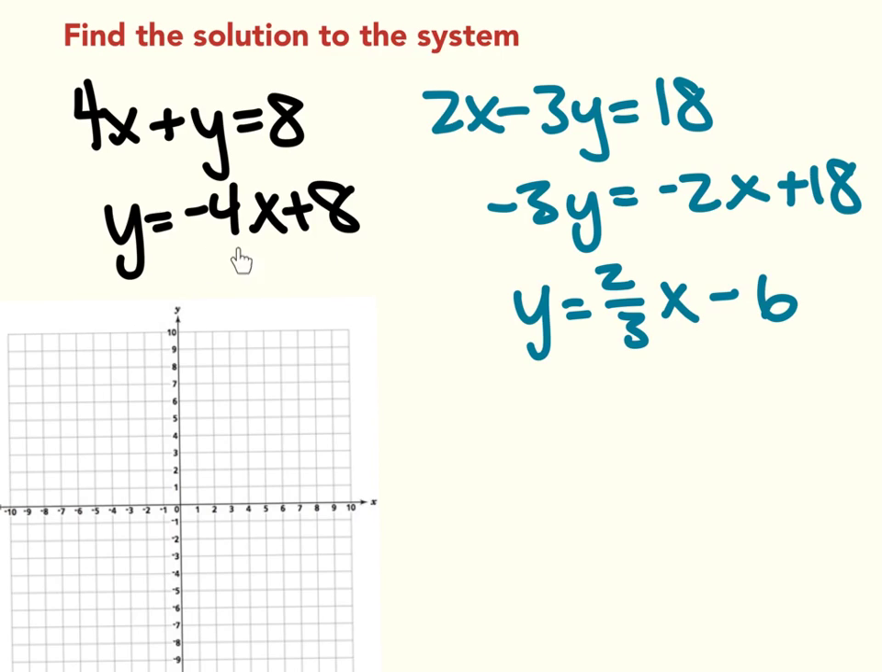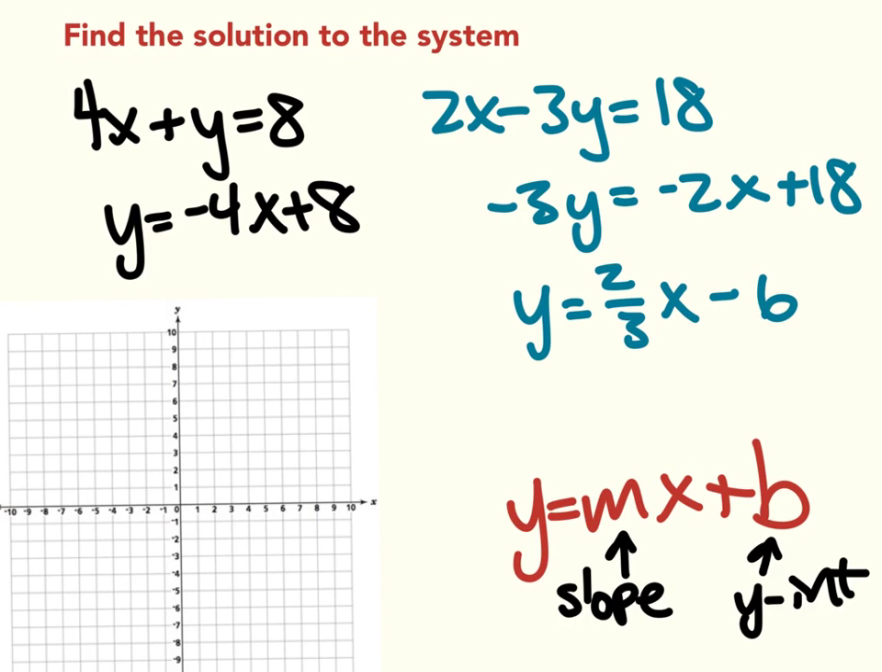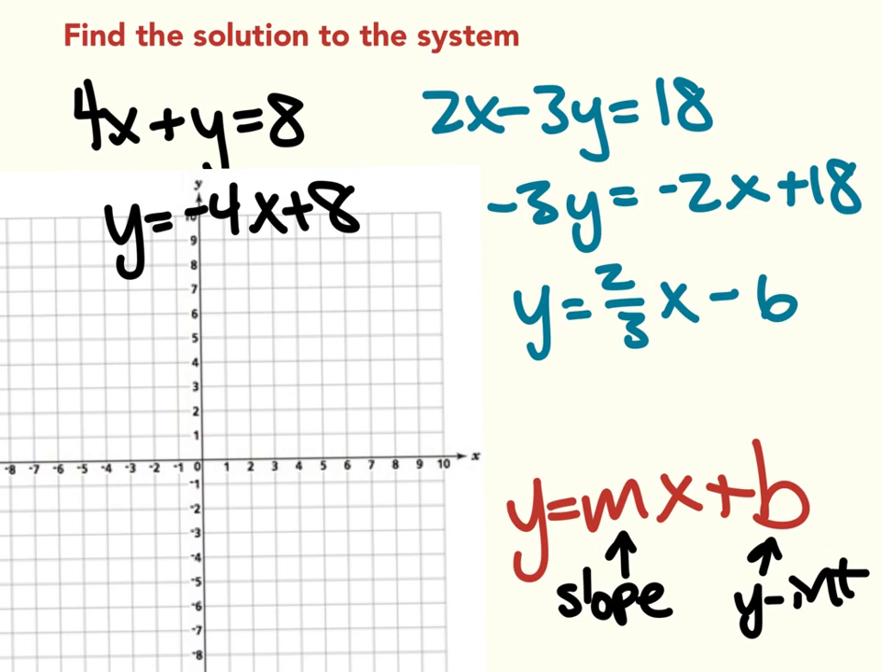So now I'm going to graph y equals negative 4x plus 8 and y equals 2/3 x minus 6. Here it's important to remember that these are of the form y equals mx plus b, where m is the slope and b is the y-intercept. Starting with negative 4x plus 8, I'm going to plot its y-intercept at 8, and then that slope of negative 4 means I'm going to count down 4 and over 1, over and over. Down 4 over 1, down 4 over 1. I'm going to connect these.